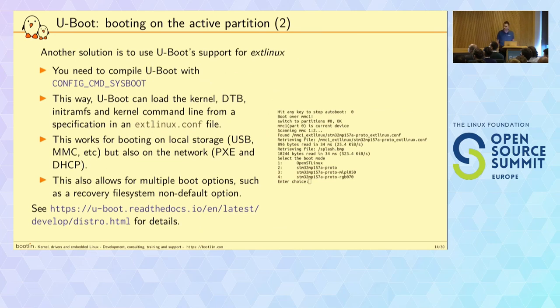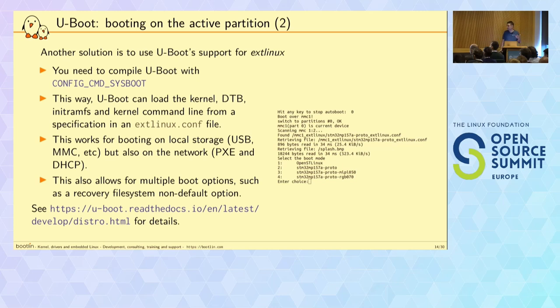There's another technique you can use as well to boot on the right partition with the corresponding bootargs, the kernel command line that you set for the corresponding partition. You could actually compile U-Boot with support for the extlinux way, that's nice for distributions typically. So compile U-Boot with the sysboot command, and this way U-Boot can load the kernel, the DTB, initramfs if you have one, plus the kernel command line from a specification in a file that's in the active partition, like extlinux.conf.